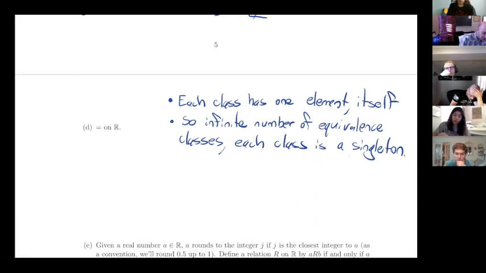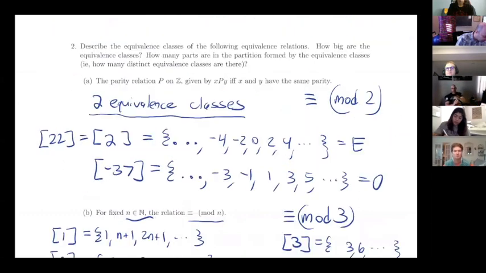So here's a term, I don't think we've used this before. A singleton is a set that contains only one element. So one way to say this is, okay, we have an infinite number of equivalence classes. Each class has only one element. So that was part of what this question asked.